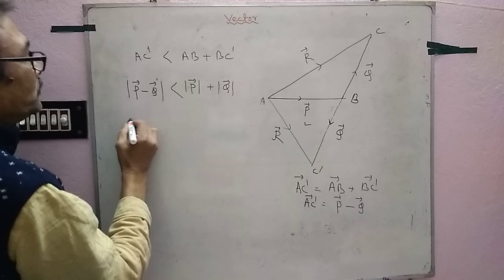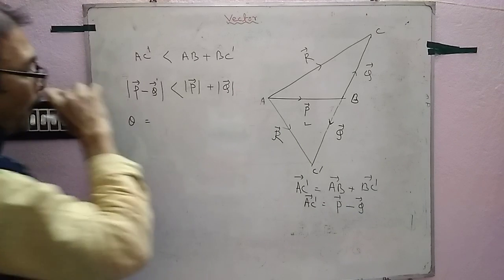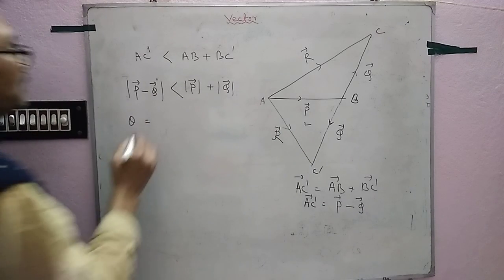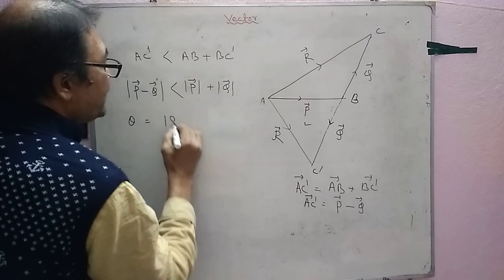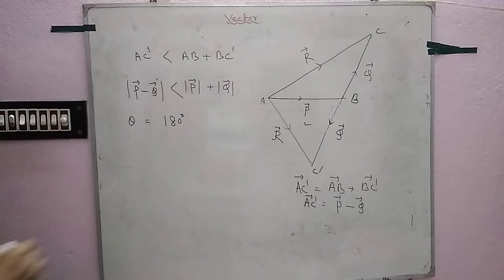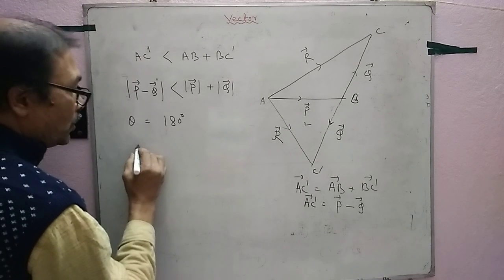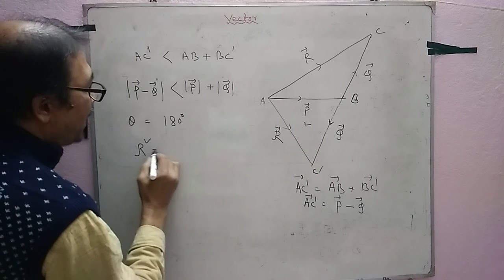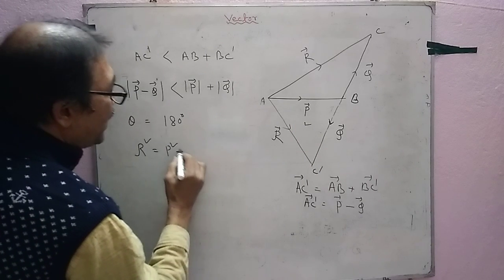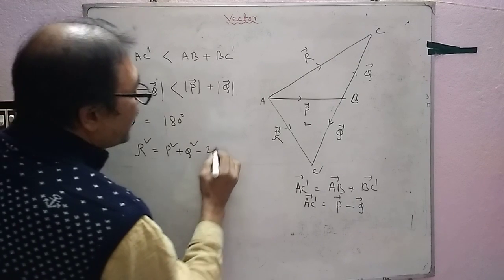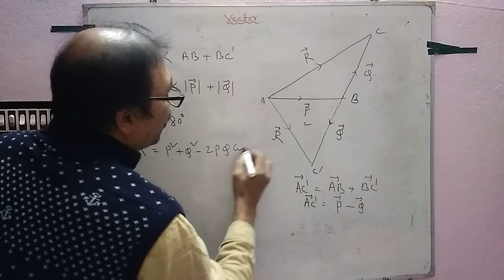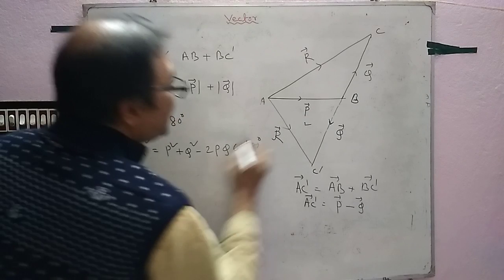But when theta equals 180 degree, then for subtraction of two vectors, R square equals P square plus Q square minus 2PQ cos of 180 degree.